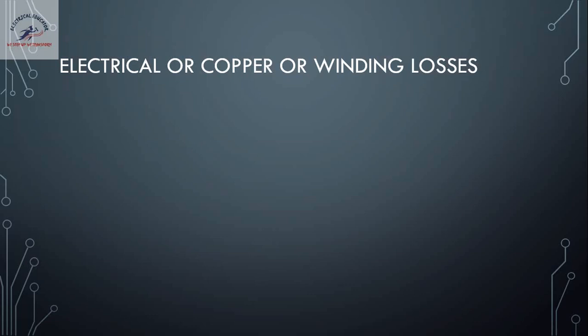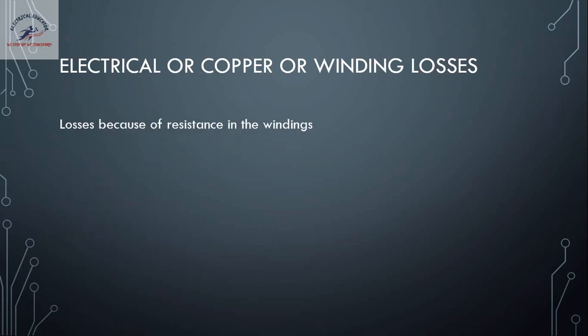For the time being, let us call this electrical losses or winding losses, and let us try to avoid the terminology copper loss, because copper loss can be said only if the winding is copper, and most of the machines have copper as a winding, so this term has become quite popular. Anyways, let us have a look into it.